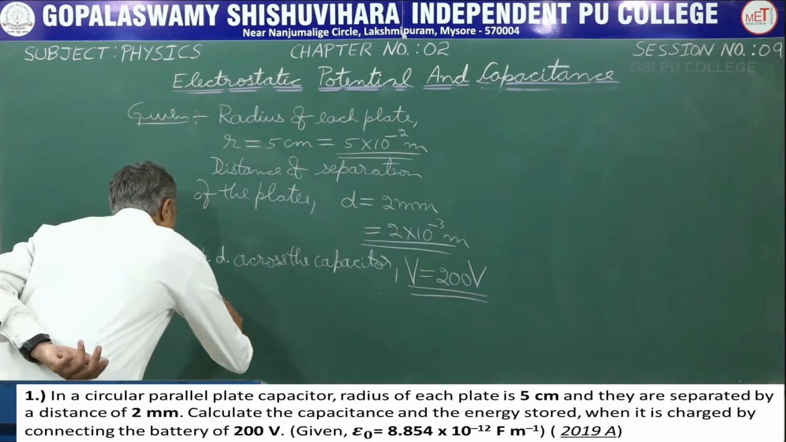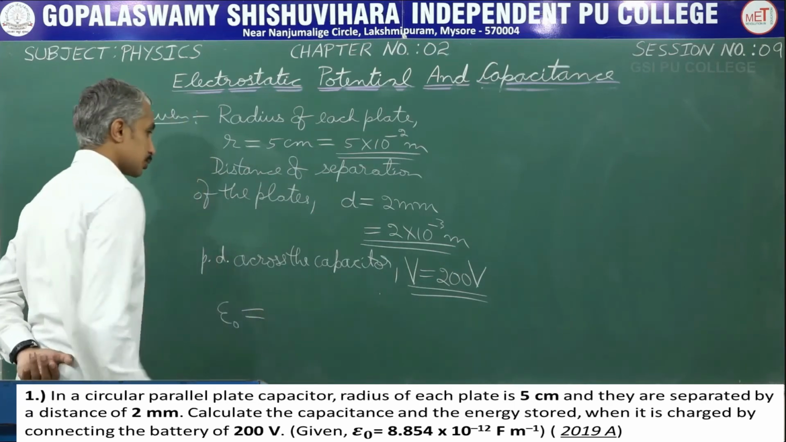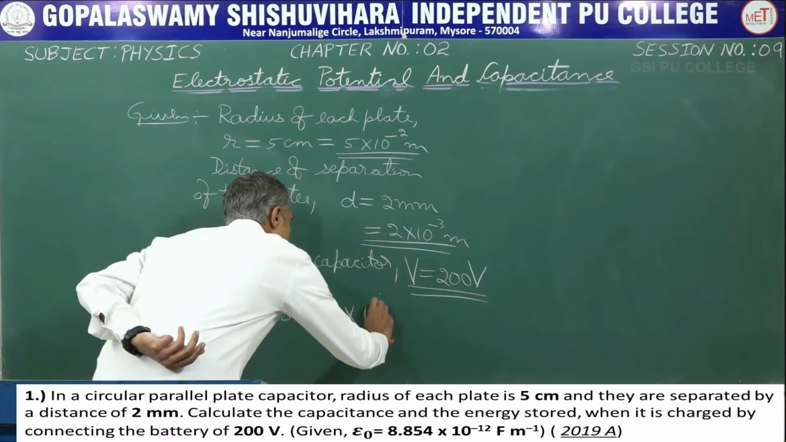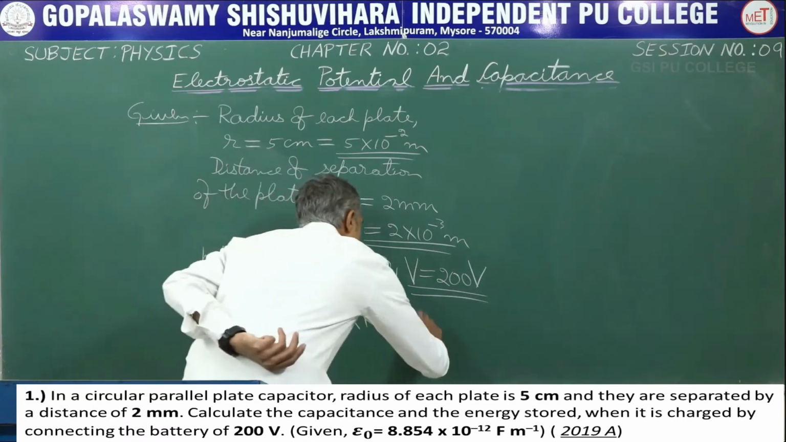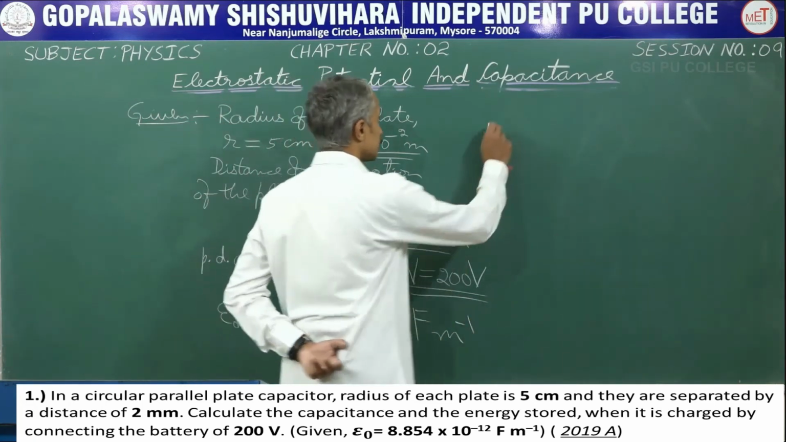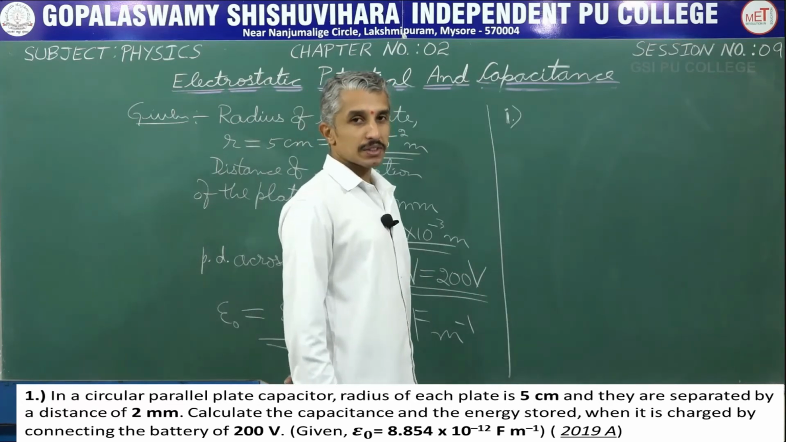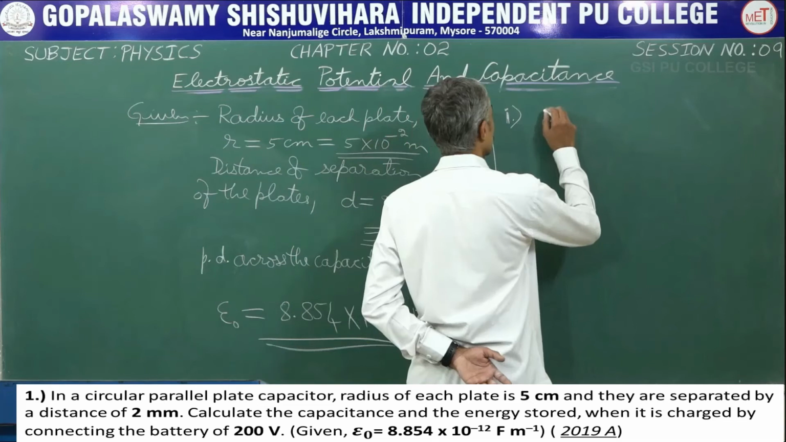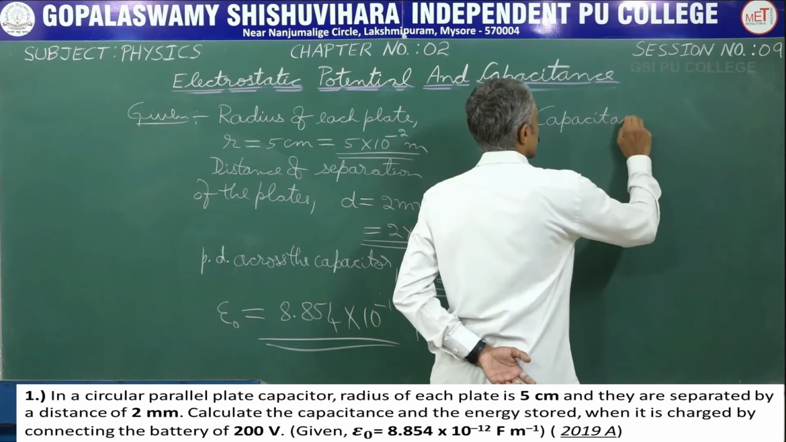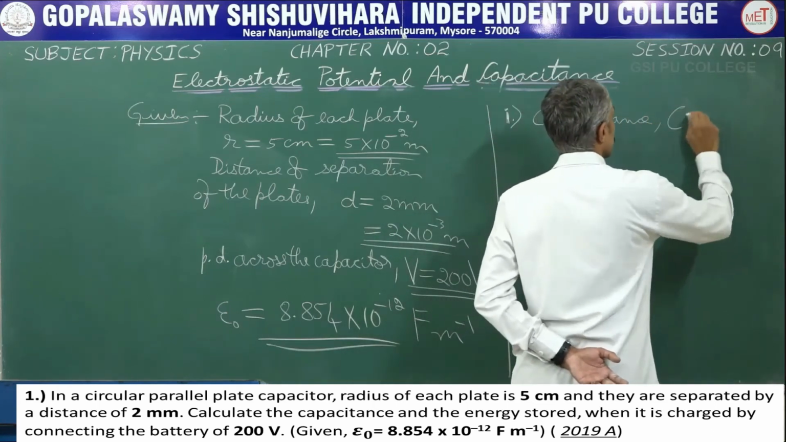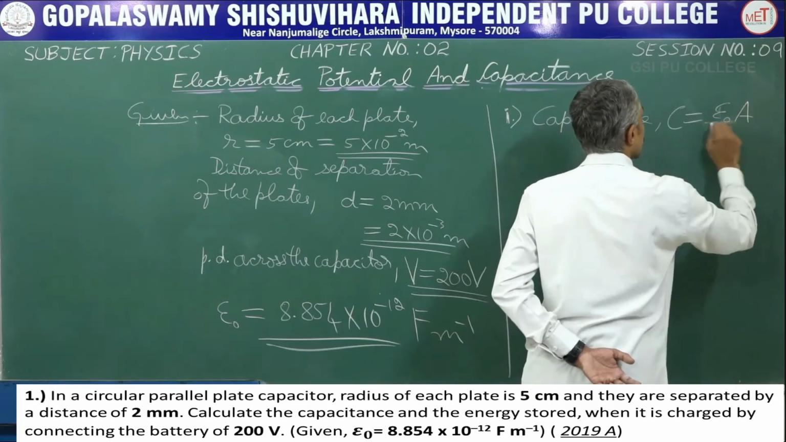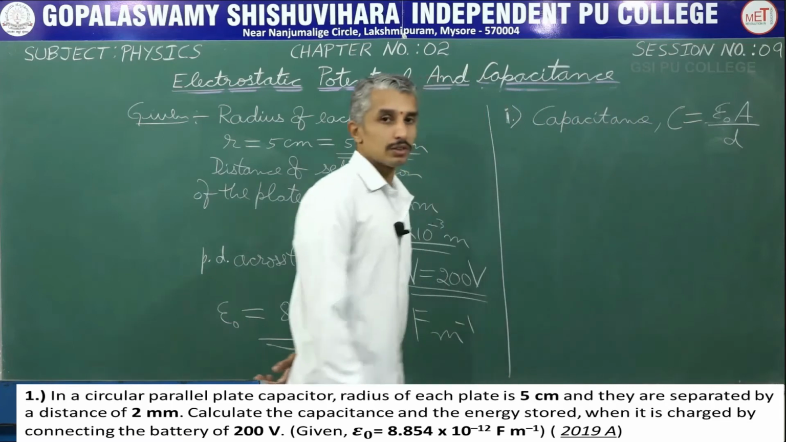And finally, permittivity of free space is given as 8.854 into 10 to the power of minus 12 farad per meter. We are supposed to find the capacitance of the capacitor, for which the formula is capacitance C is epsilon naught into A by D.